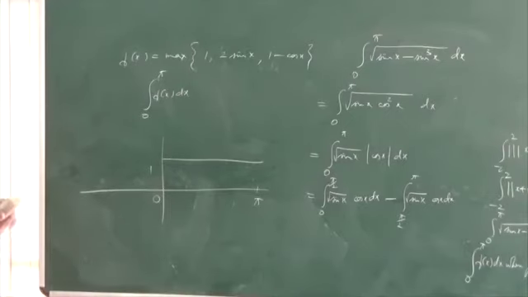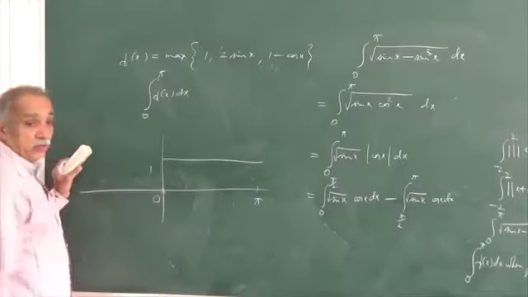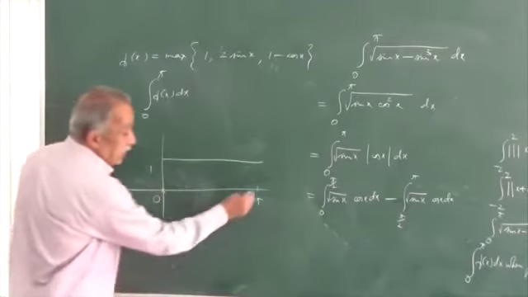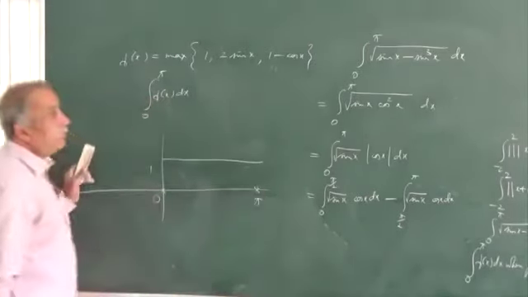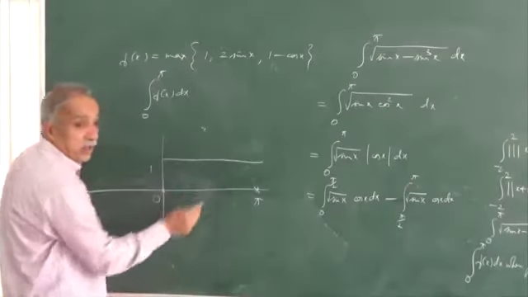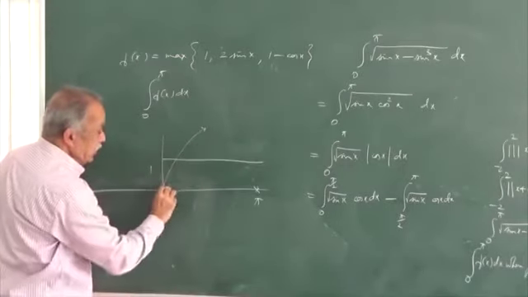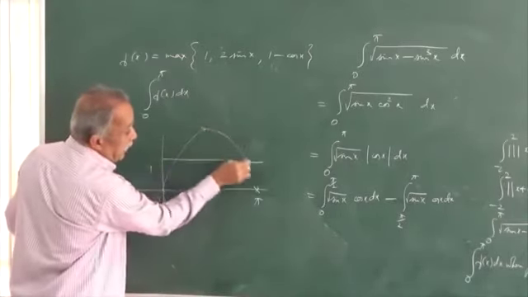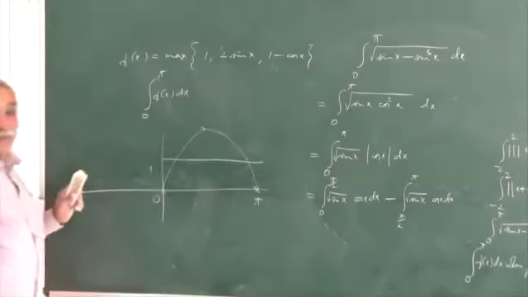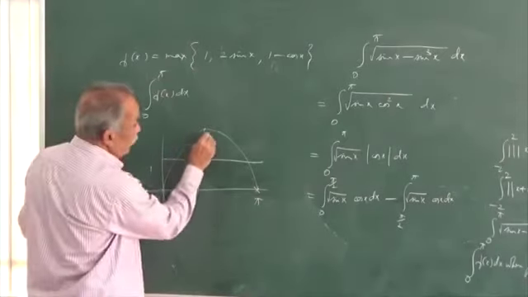Second function 2 sin x has value 0 at 0, has value 0 at pi, attains a height of 2 units at pi by 2. From 0 to pi by 2 it is increasing, from pi by 2 to pi it is decreasing, with this height being 2.